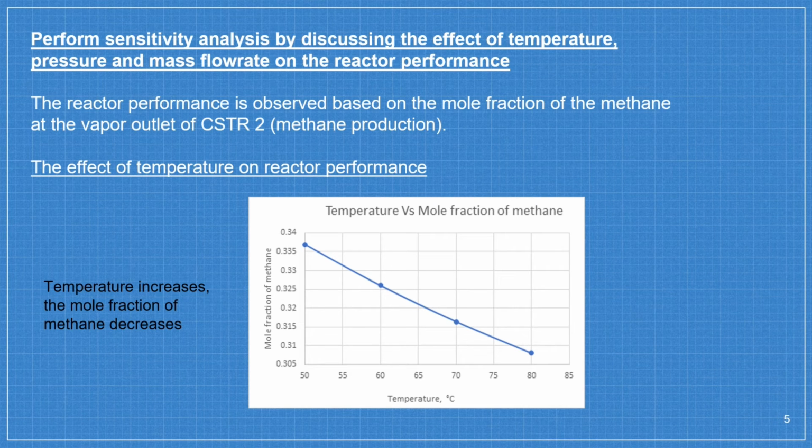The sudden increase and decrease of the temperature will affect the digestion performance, and the methane production is the highest when the temperature is in the thermophilic range and starts to decrease when the temperature is higher or lower than the range, and the range of the temperature of thermophilic condition is between 50 degrees Celsius and 60 degrees Celsius.